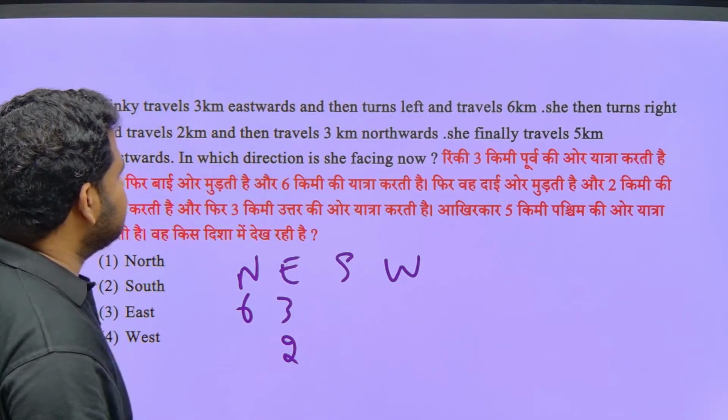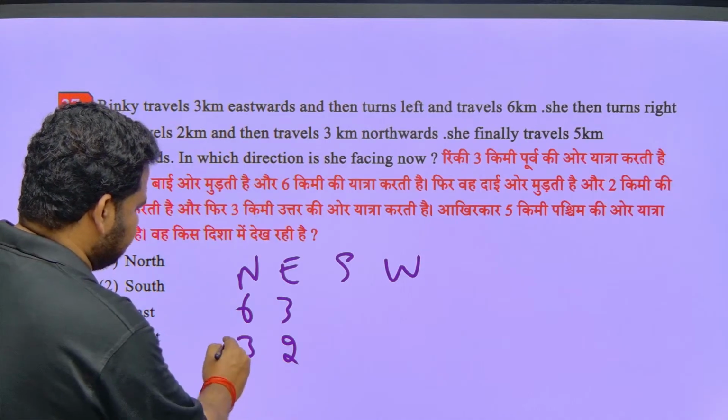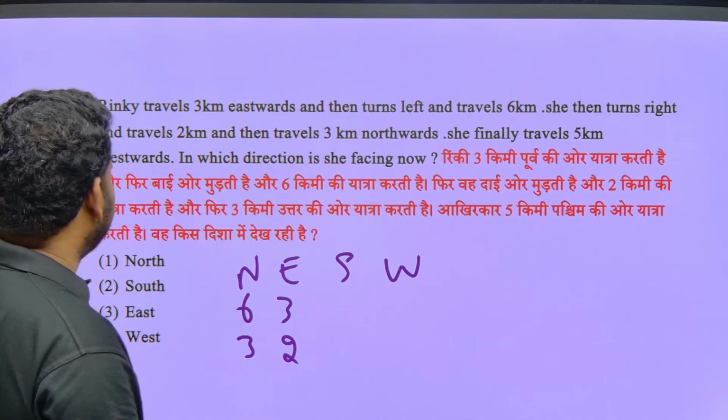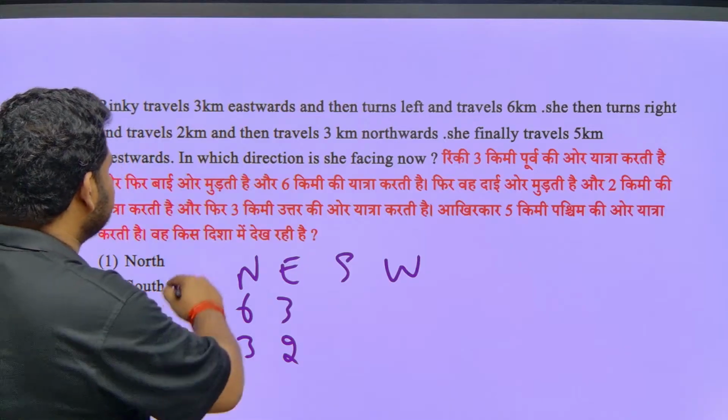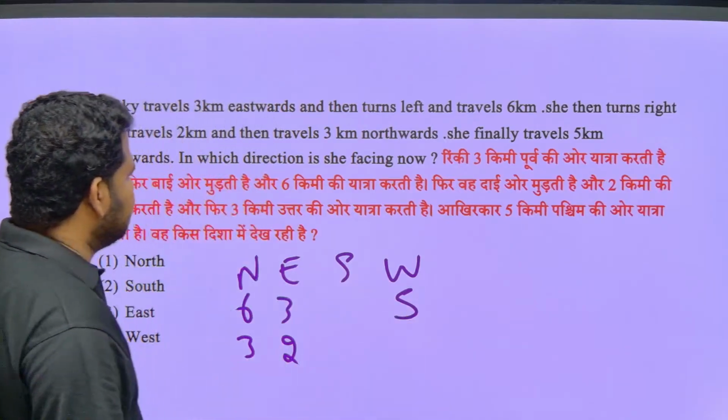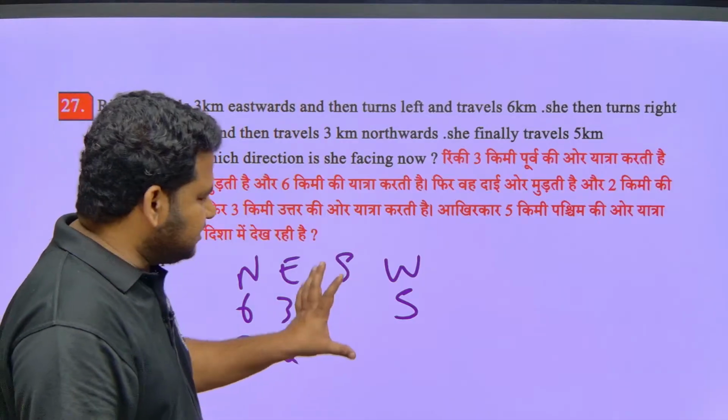Okay, and then travels 3 kilometers northward. Done. She finally travels 5 kilometers westward. So I should write under west, 5 kilometers westward. Okay, now in which direction is she facing? They are asking in which direction is she facing.